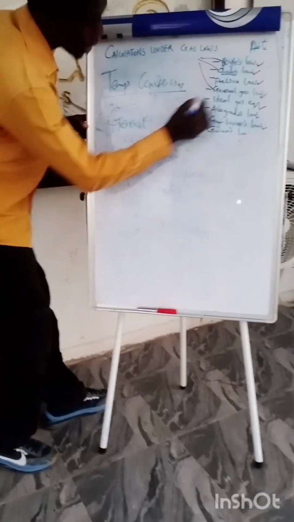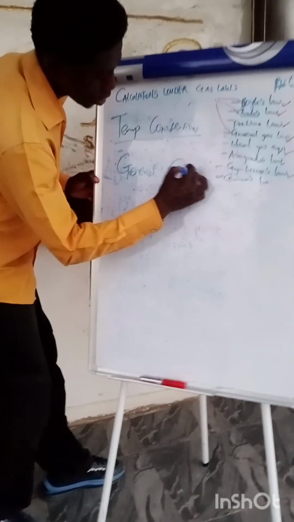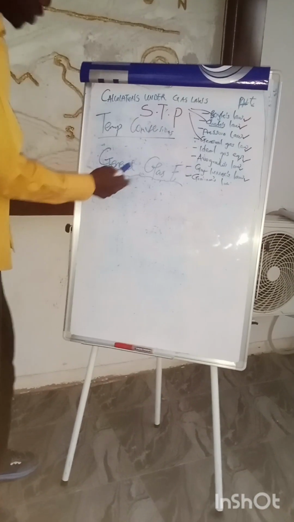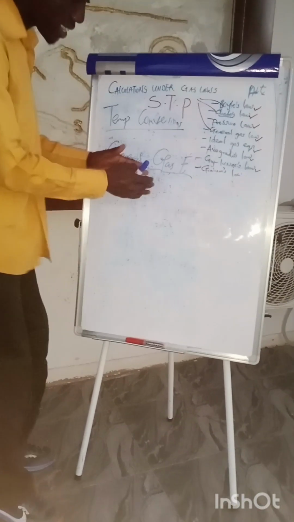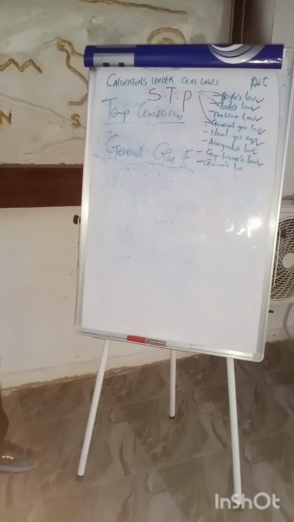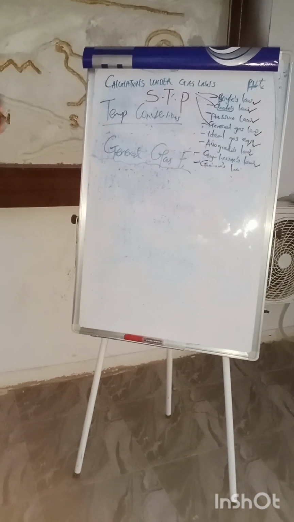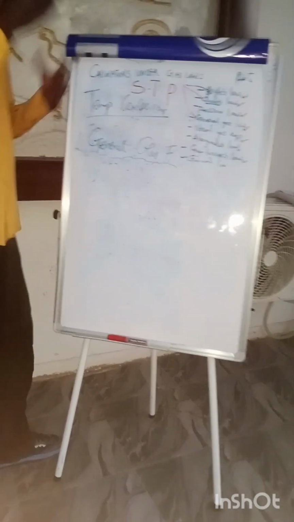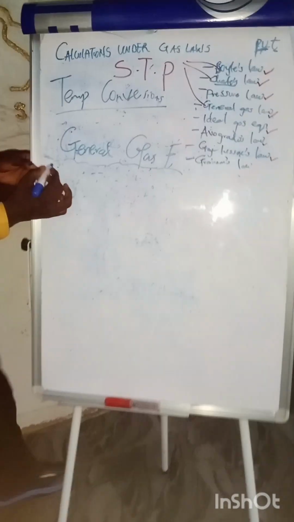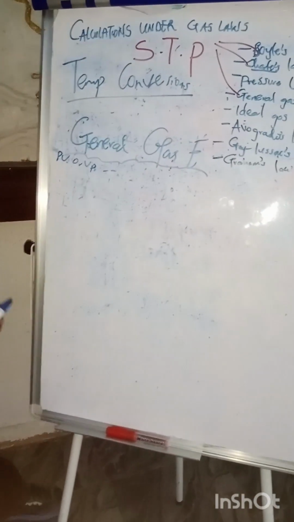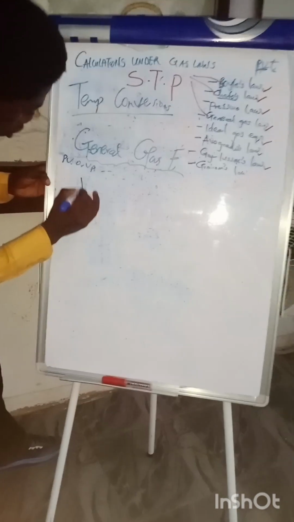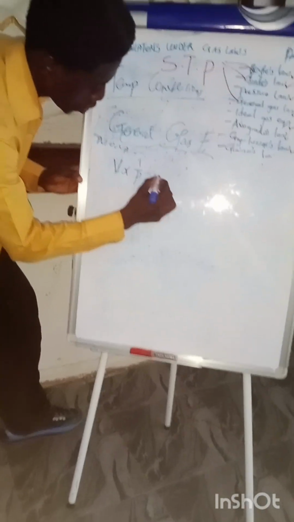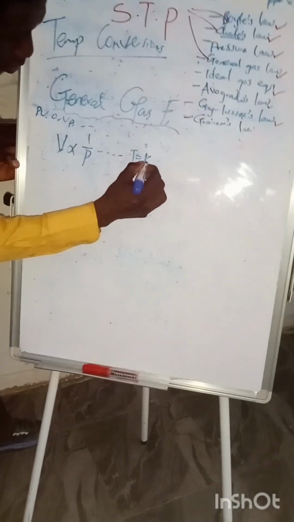Now we are dealing with the general gas equation. Here there are things you need to know. He combined both Boyle's law and Charles' law together. What's your Boyle's law? Your PV. The volume of a given mass of a gas is inversely proportional to the pressure, but your T here is constant.